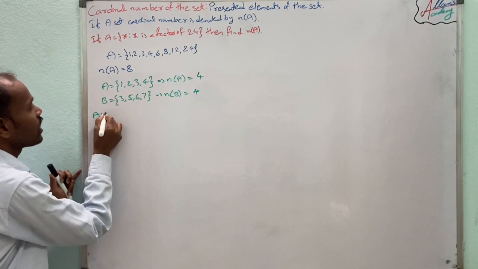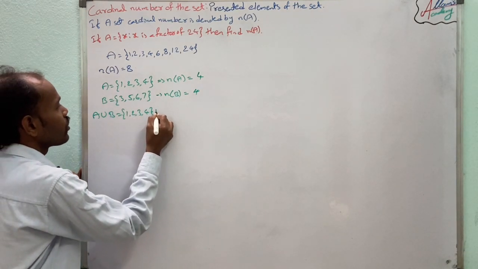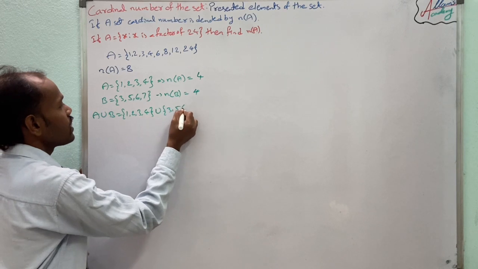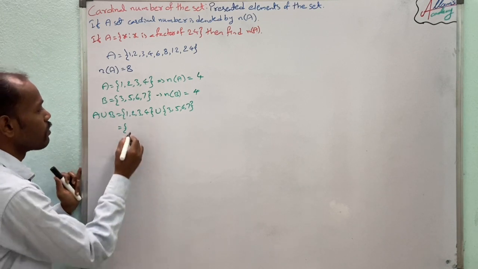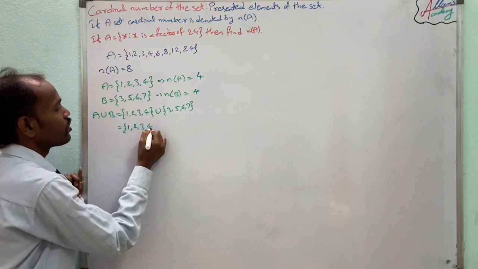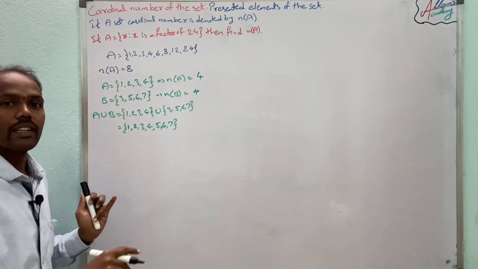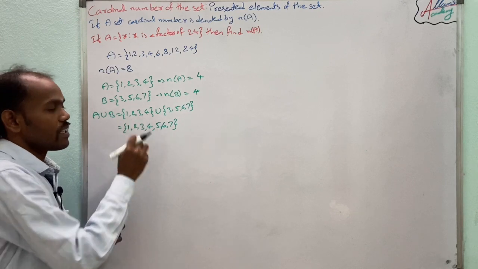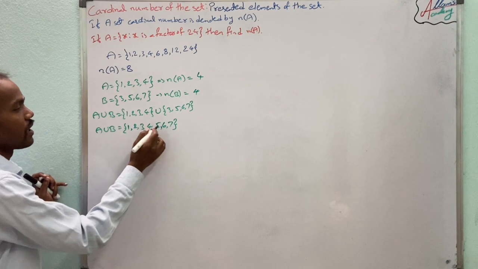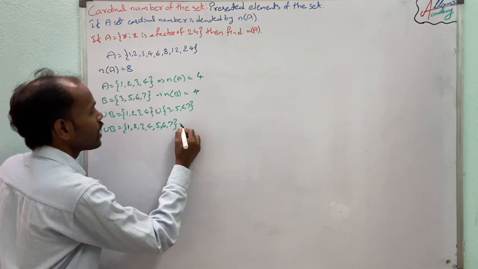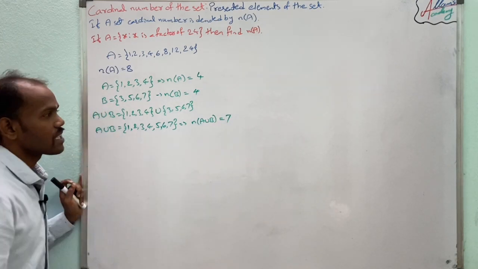Now we find A union B, so that is {1, 2, 3, 4} union {3, 5, 6, 7}. Union means we write the total elements. So 1, 2, 3, 4, 5, 6, 7, and the repeated common element is taken as a single one only. So A union B equal to {1, 2, 3, 4, 5, 6, 7}. Now n(A union B) equal to 7.